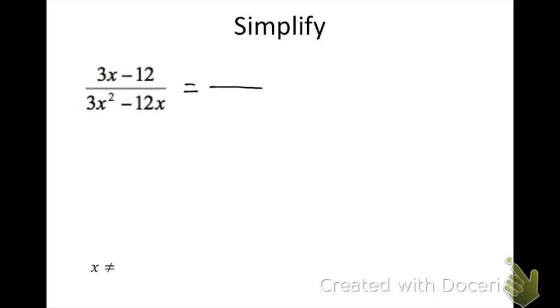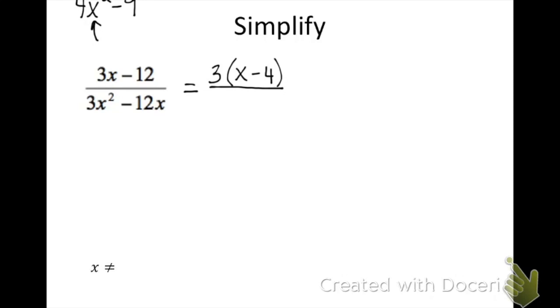So on the top here, I definitely don't have a difference of squares. Remember, difference of squares would look like 4x squared minus 9 or something, where 4 and 9 are perfect squares, and you have a subtraction sign, and you only have an x right here. So with the top, 3x minus 12, I'm going to pull out a greatest common factor, which would be 3. If I divide 3x by 3, I get x. Negative 12 divided by 3 is negative 4.